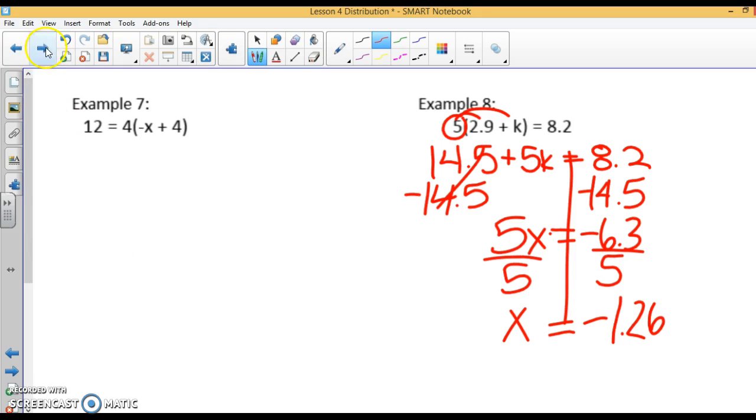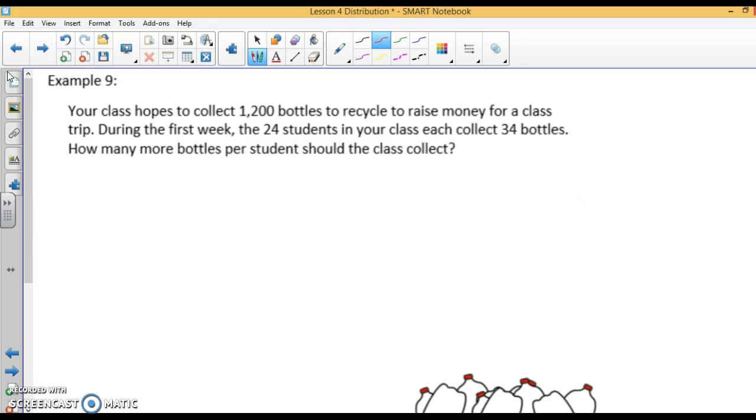Now, one more example. Example 9, a little word problem. It says your class hopes to collect 1,200 bottles of recycle to raise money for a class trip. During the first week, the 24 students in your class each collect 34 bottles. How many more bottles per student should the class collect? We're doing a word problem. We always have to define a variable. So in this case, I'm going to say, let B equal bottles, right? Because we're talking about how many more bottles per student that they need to collect.